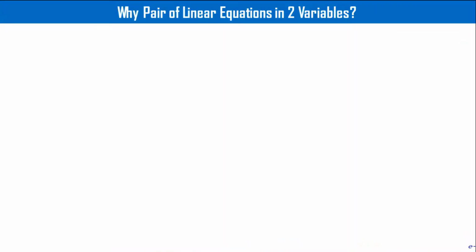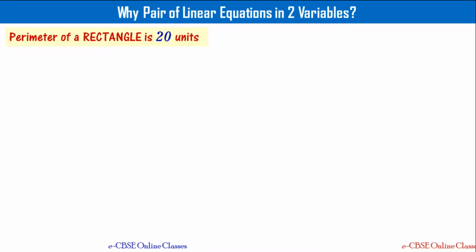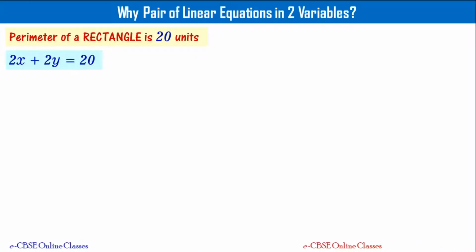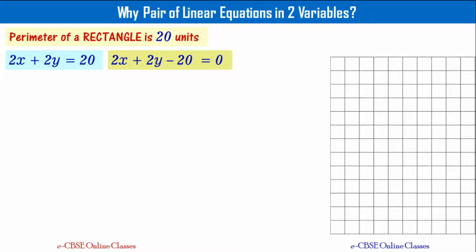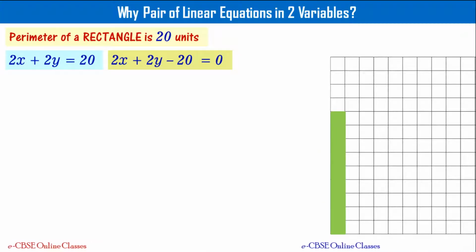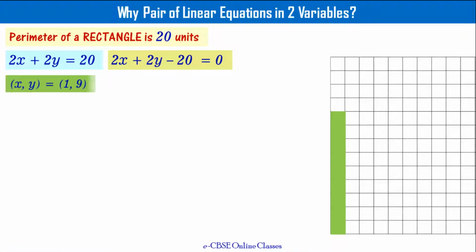Now let's take a look at another case. For example, I say that perimeter of a rectangle is 20 units, which can be written as 2x plus 2y equal to 20. That can also be written as 2x plus 2y minus 20 equal to 0, right? If you observe, the rectangle in green color satisfies the equation. The x and y corresponding to that rectangle is 1 and 9.